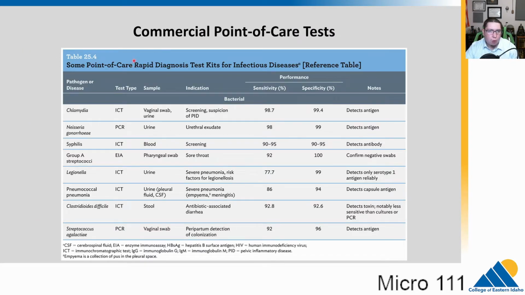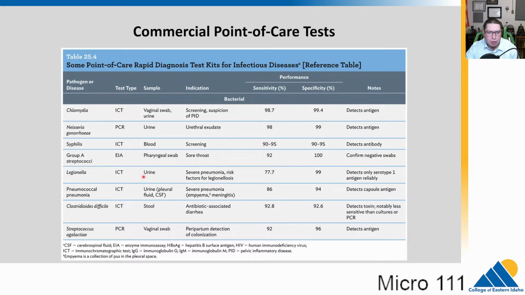There are several commercial point-of-care tests. Here's a smattering of them. We have a lot for sexually transmitted infections: chlamydia, Neisseria gonorrhea, syphilis. You can use urine for gonorrhea. Chlamydia, you could use a vaginal swab or urine. Syphilis, you could use blood. And you can see their sensitivities and their specificities here. You'll notice that the syphilis one, not great.